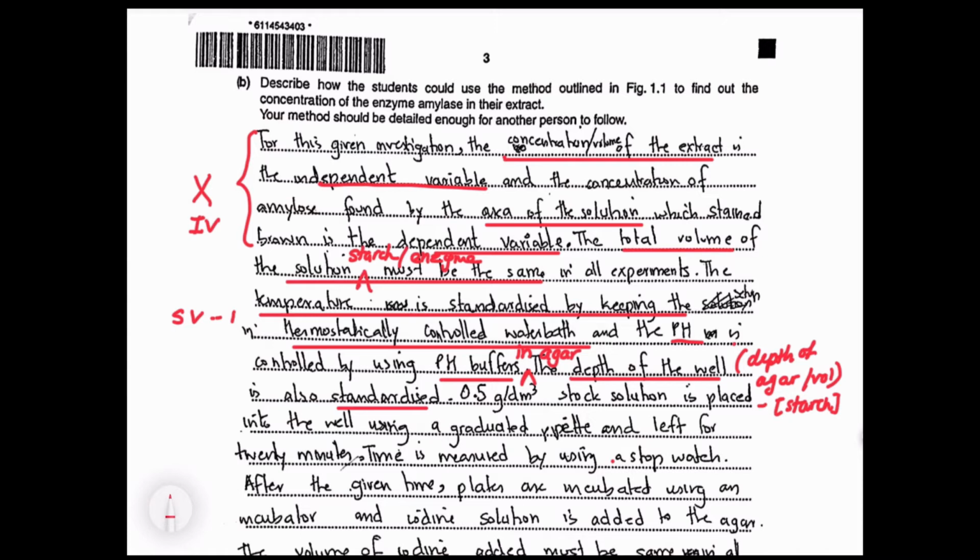Usually for standard variable you can aim for 3 points and above, because as you manipulate one variable, the other variables need to be standardized, and you can score 3 marks maximum, but you try to write as many as possible.